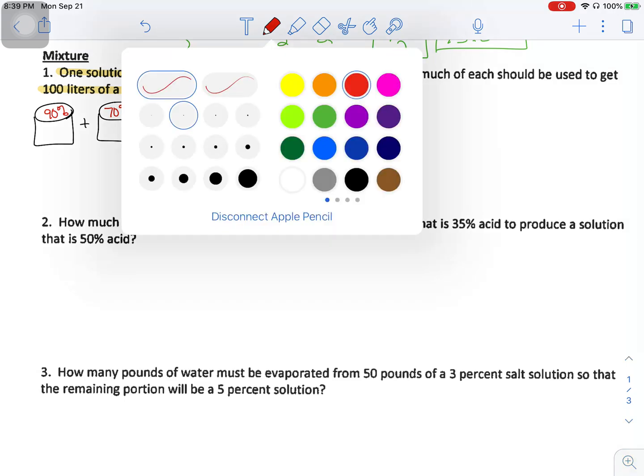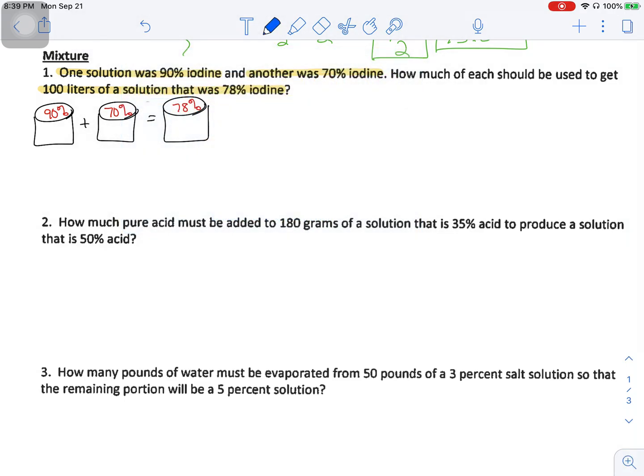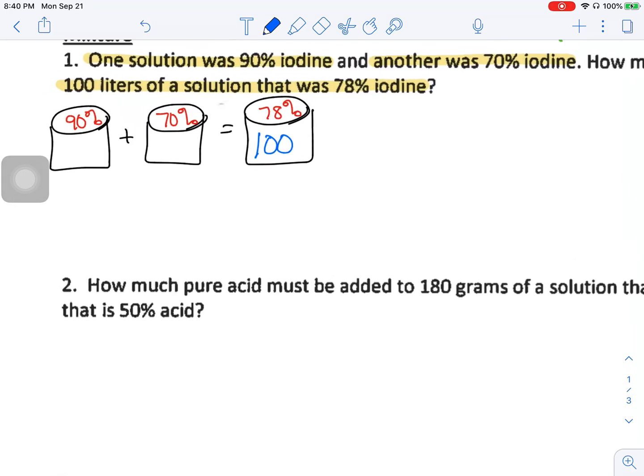The second thing you want to look at are your quantities. So it says one solution was 90% iodine, another was 70% iodine. How much of each? So I don't know either of these two, so I'm going to leave these two blank for right now. But I do know I'm supposed to end up with 100 liters. So my final product here is supposed to be 100 liters. I'm going to go ahead and zoom in on this a little.